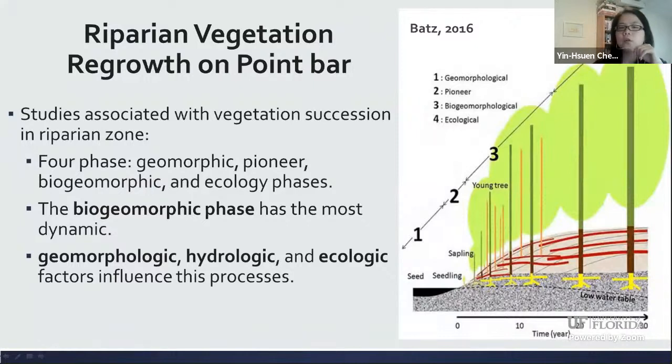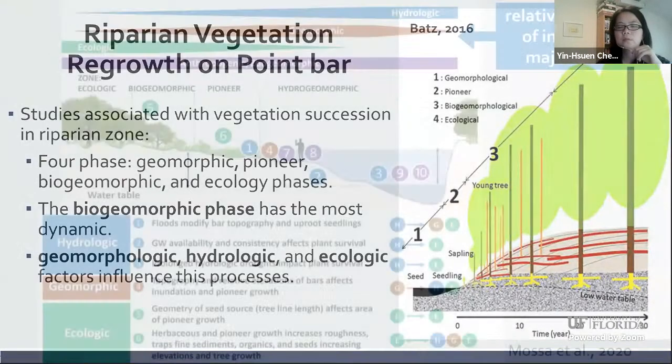Here's a figure from one of the studies; many people use this kind of theory to do their own studies, so this is just one example. This graphic shows stage 3, which I mentioned is the biogeomorphic phase. This is the phase where a young tree is growing up, and phase 4 is when it eventually becomes a mature forest.